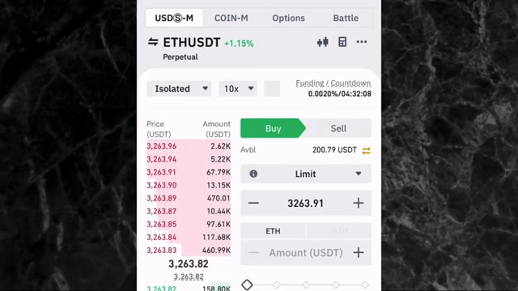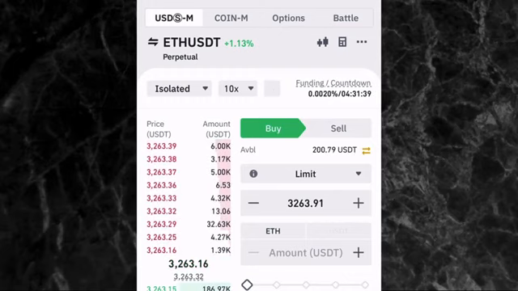I've also talked about leverage. Make sure you take important note of everything I've talked about on leverage. The next thing you need to know is liquidation price. Liquidation price is the price at which your trade is going to automatically close and your money is gone, which means you're going to lose your money.